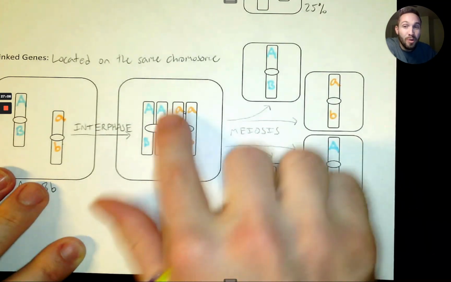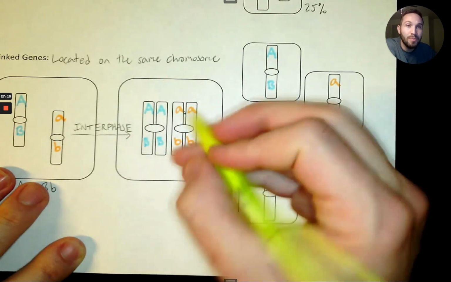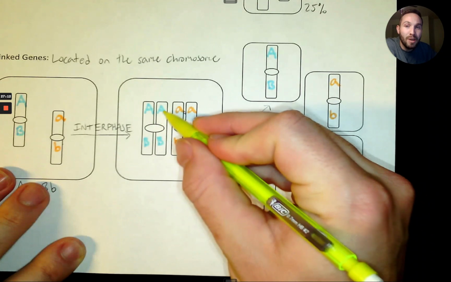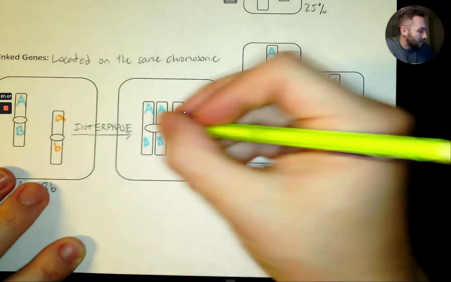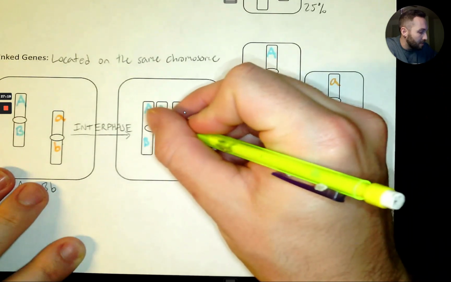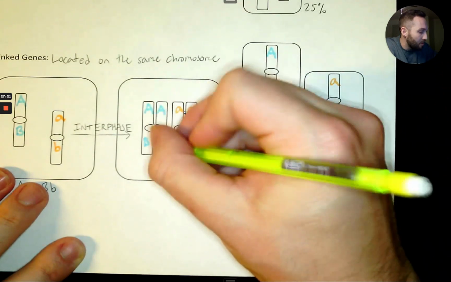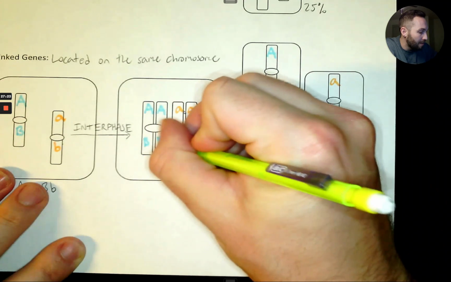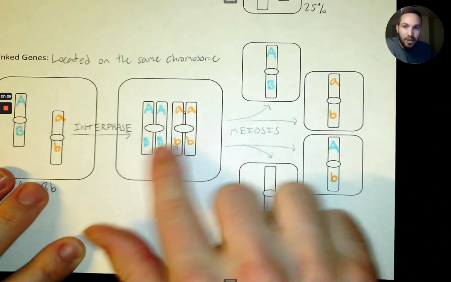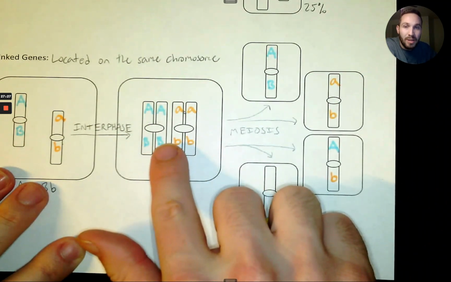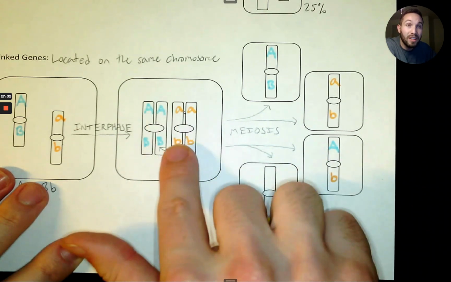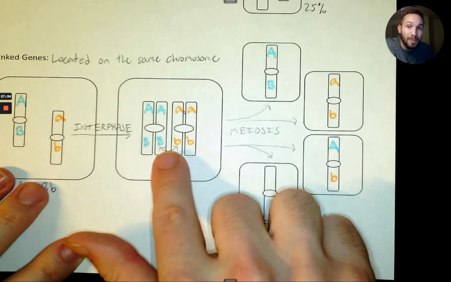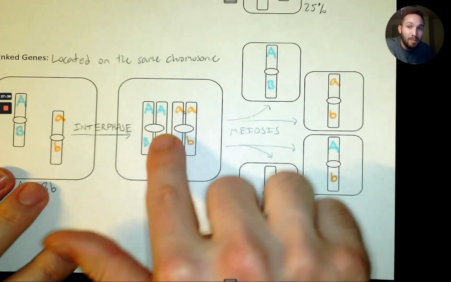Crossing over is going to take place between these homologous chromosomes, and as long as crossing over is happening somewhere between these two genes, so somewhere in between gene A and B, they're switching, you could then have those alleles switch, like let's say the B allele switch. And now this little b is with the big A and the big B is with the little a because of crossing over, as long as it's somewhere in between these two genes.